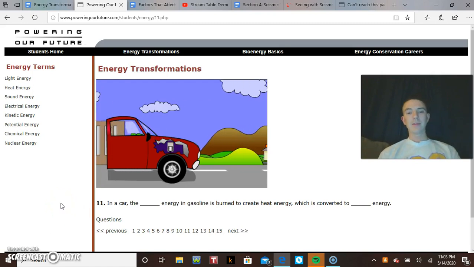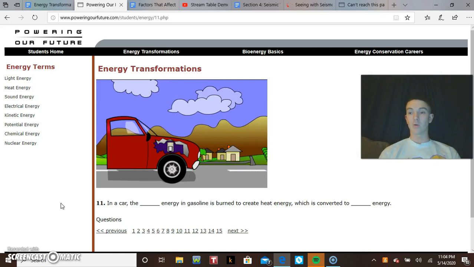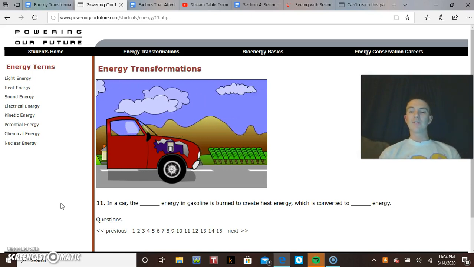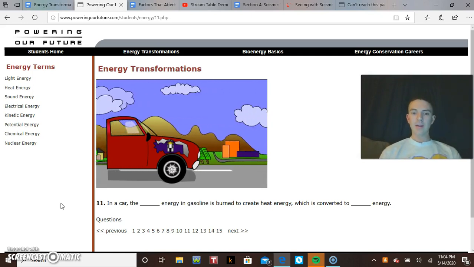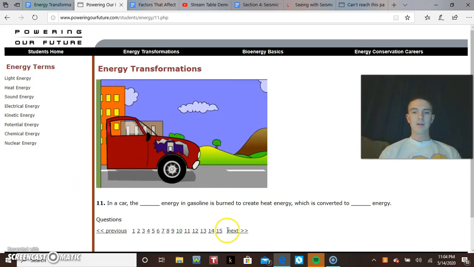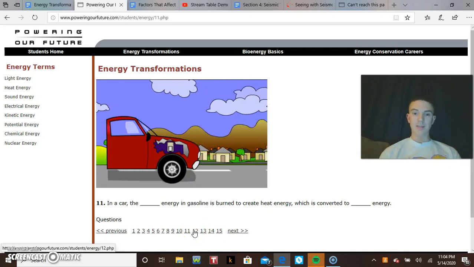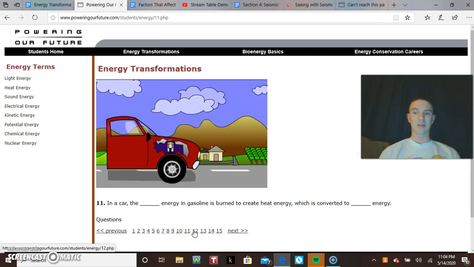Question 11. In a car, the blank energy in gasoline is burned to create heat energy or thermal energy, which is converted to blank energy. Right, here's the simulation. You can pause the video and then unpause it as we move on to the last question.